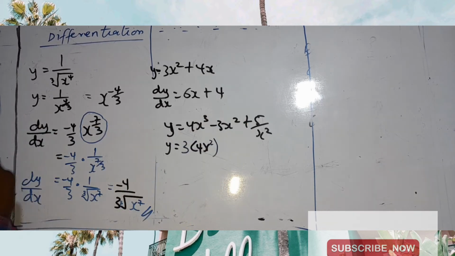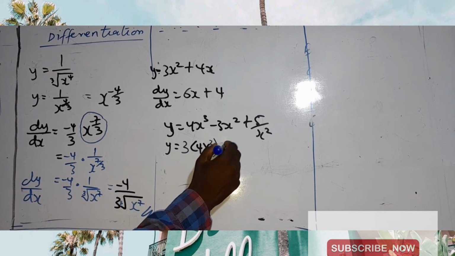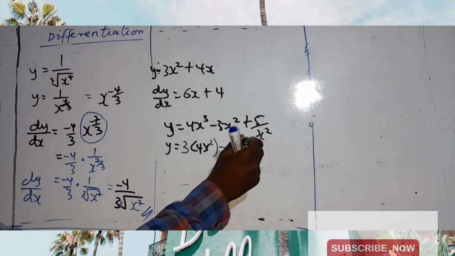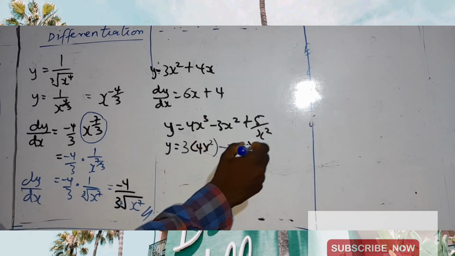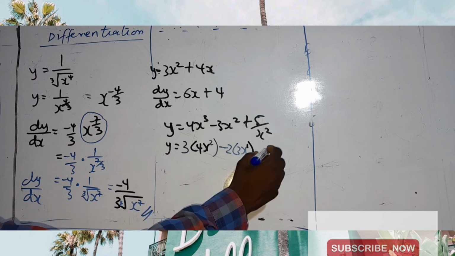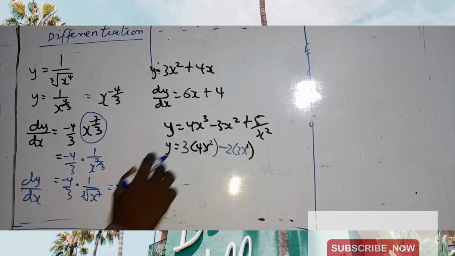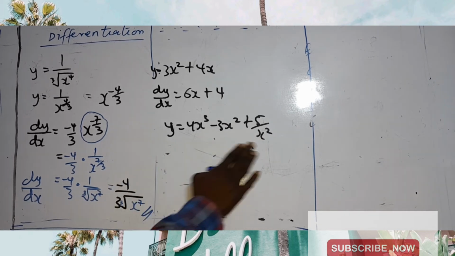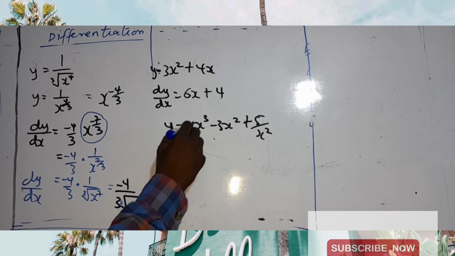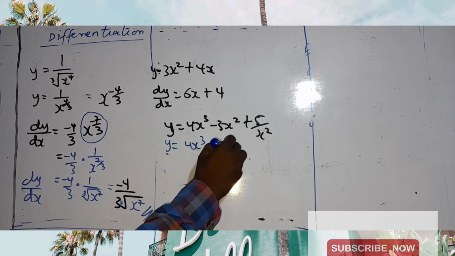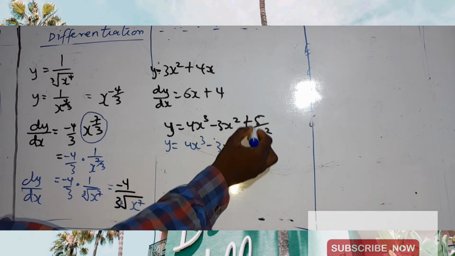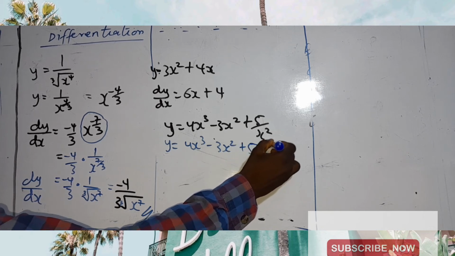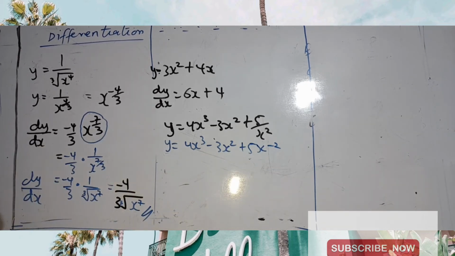So power down is going to give us minus 2 times 3x, and 2 minus 1 is going to give you 1, right? Then this one, make it linear. So first of all, we could have even made it linear before we start. Let me make it that way for you so you get it. So this can also be written as y equals 4x cubed minus 3x squared, and this one we can rewrite it linear because it's the denominator here. It can be written as plus 5x minus 2. I hope you get it. Now it's linear, so you can start differentiating it.